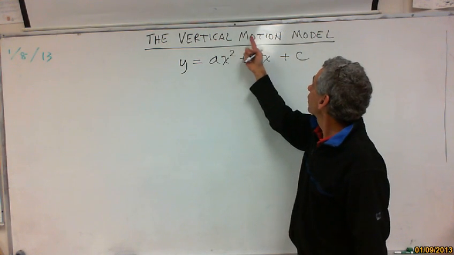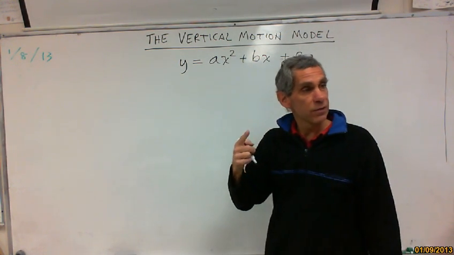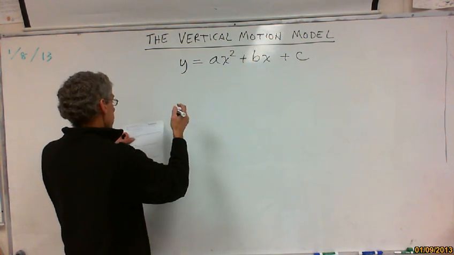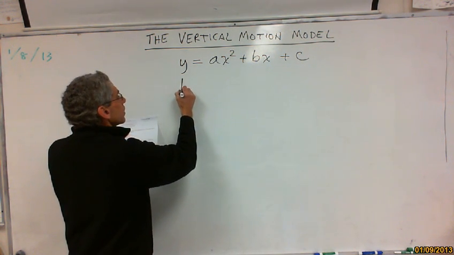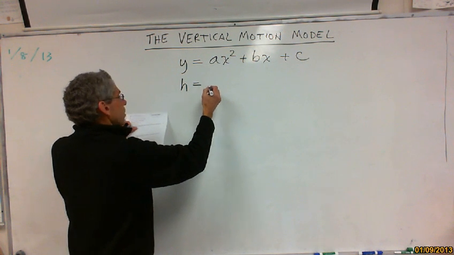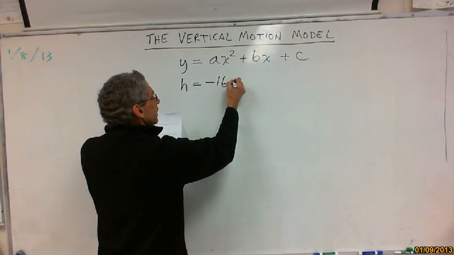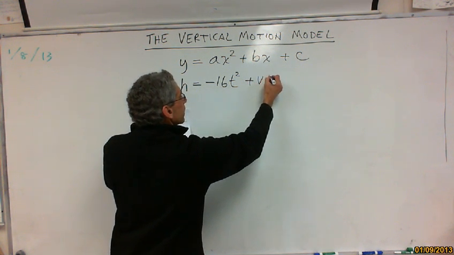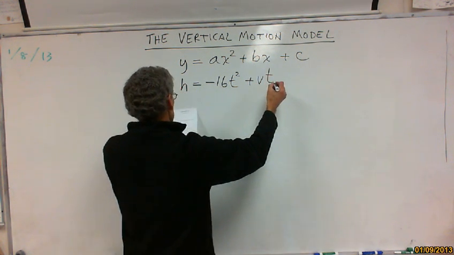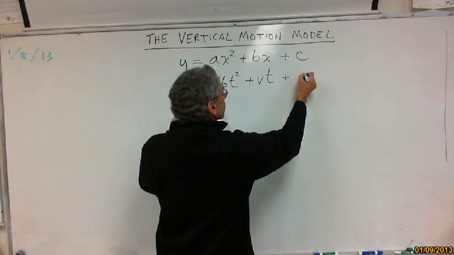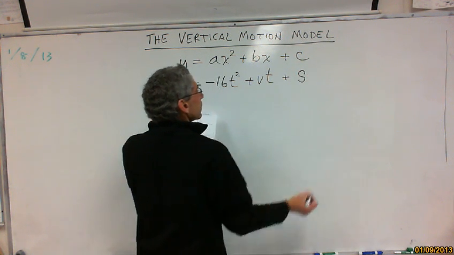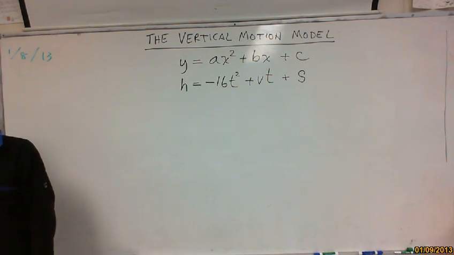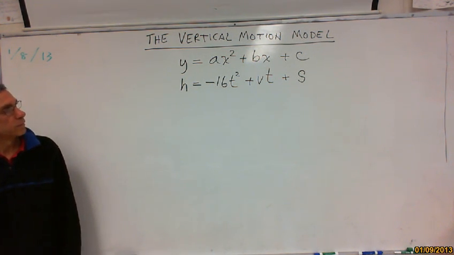Now I'm going to write the vertical motion model, and we're just going to see what it looks like, and then we're going to talk about the terms. So h equals negative 16 t squared plus vt plus s. Ooh, getting fancy up in here. Okay? So write that down in your notes. Really important formula.